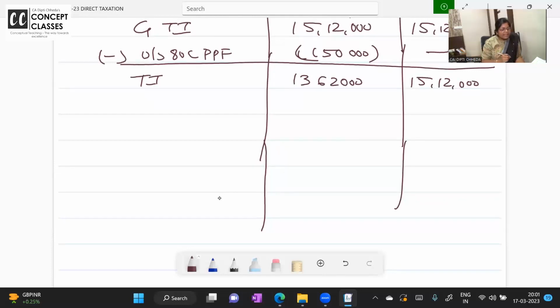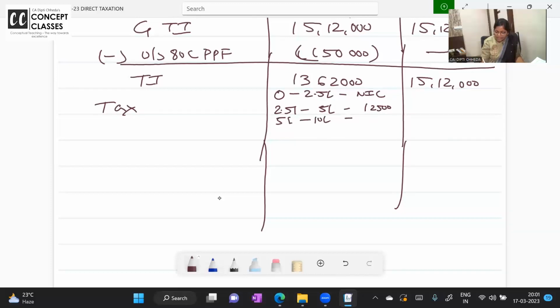Now let us calculate the tax thereon. One by one we'll calculate. Let us first calculate the tax over here, old tax regime. So 0 to 2.5 lakh, it is nil. 2.5 lakh to 5 lakh, it is 12,500. 5 lakh to 10 lakhs, it is 20% on the next 5 lakh, that is 1 lakh. And whatever is above the 10 lakh, 3,62,000, 30%. This is 5%. This is 20%. So 3,62,000 ka 30%.